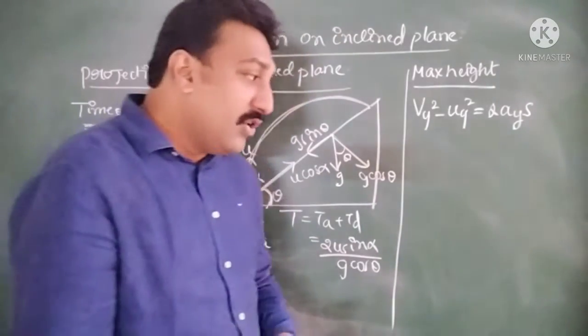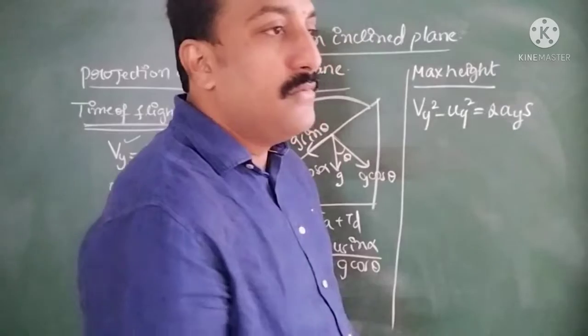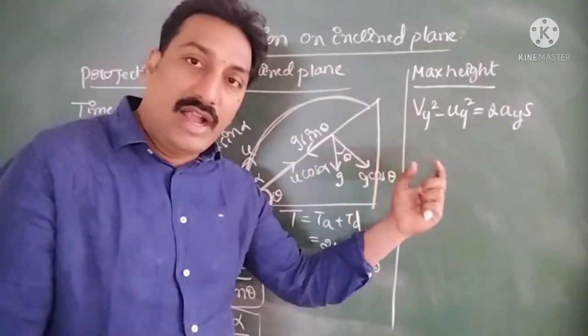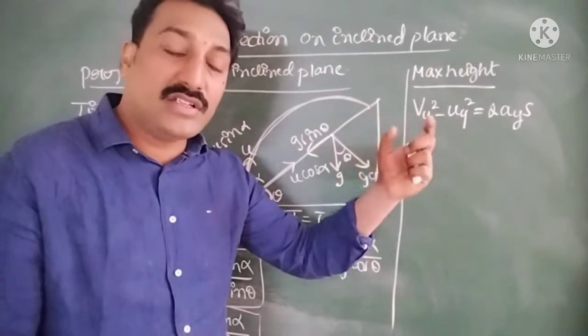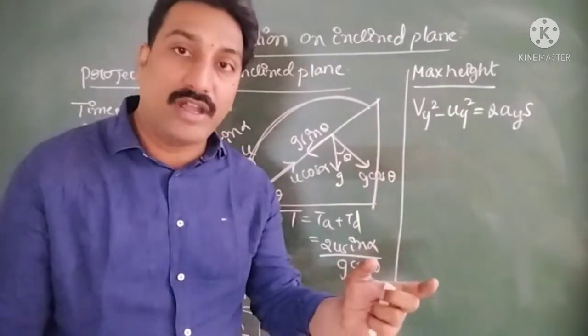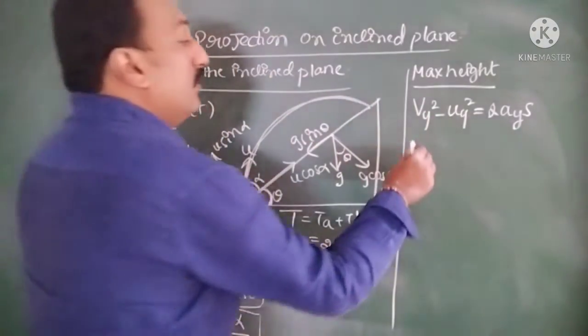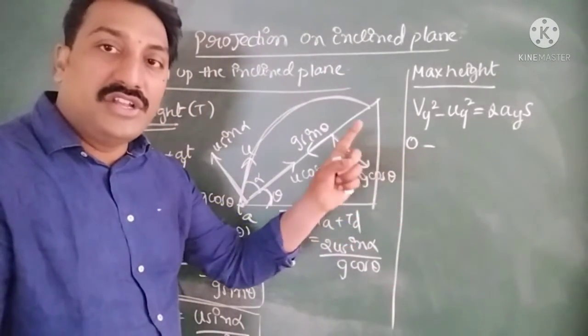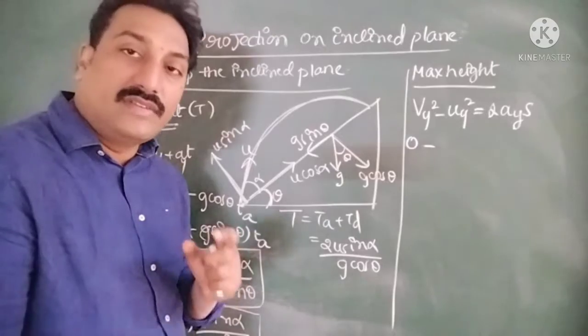But students, already I told you, what is the value of the final velocity at the peak point? The value of the final velocity at the peak point will become 0. So 0 minus the initial vertical velocity, that is u sine theta.